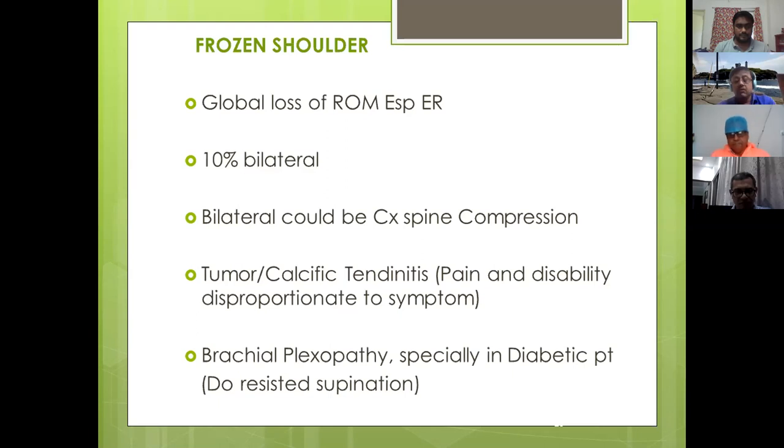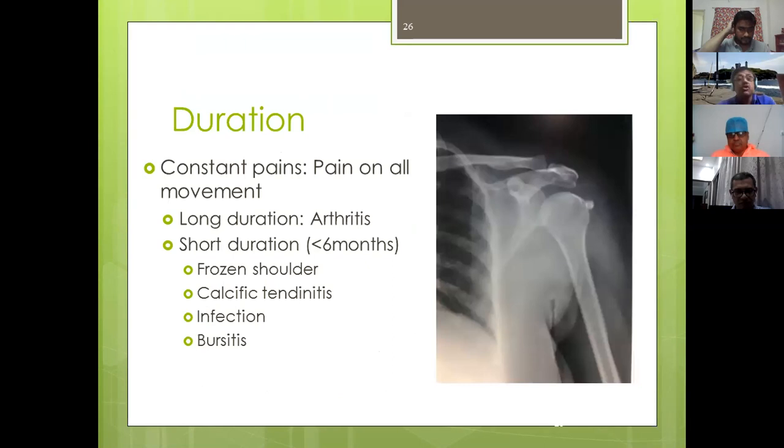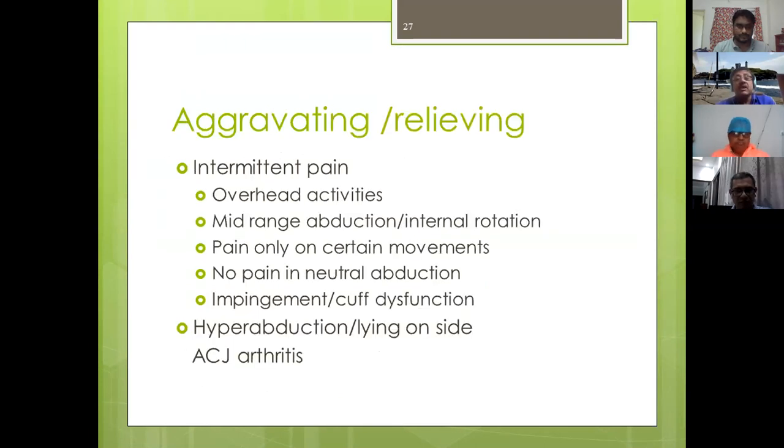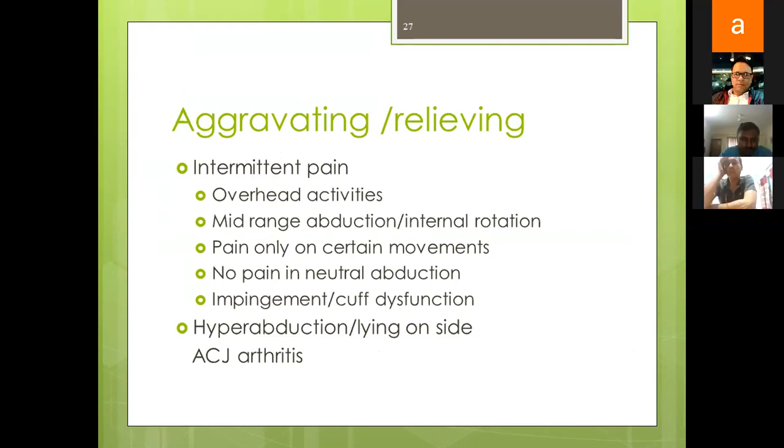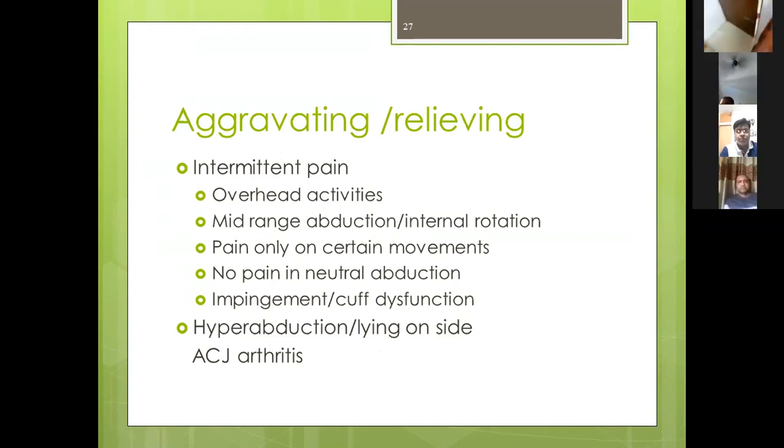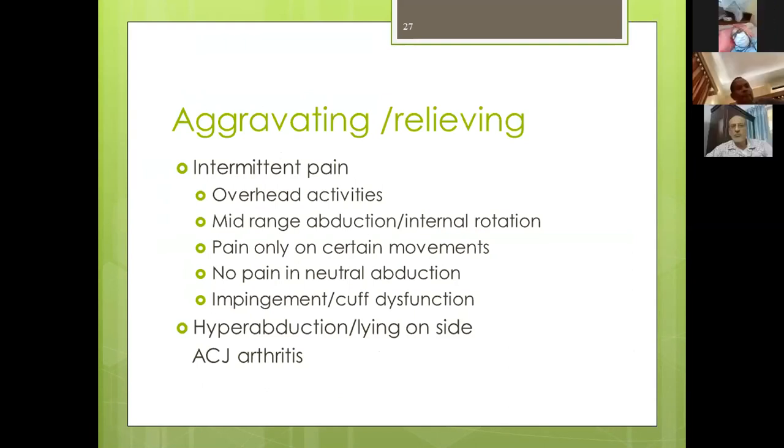proportionate to symptom. And ask about the duration, constant pains, pain on all movement, long duration, it may be arthritis, and short duration, it may be a frozen shoulder, calcific tendinitis, infection, and bursitis. But in case of frozen shoulder, it may be lengthened. And ask about the relieving or aggravating. Just intermittent pain, overhead activities are restricted, mild range abduction and internal rotation, pain only on certain movements, no pain in neutral abduction, impingement or cuff dysfunction is the diagnosis.